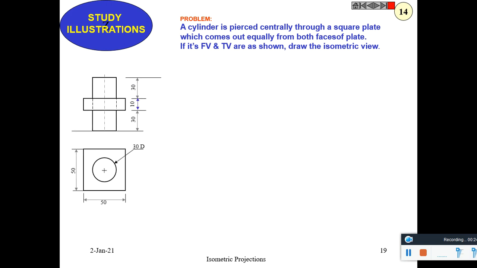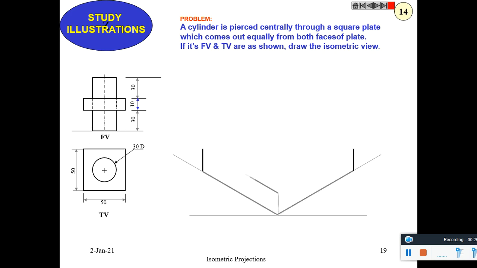A cylinder is pierced centrally through a square plate and comes out equally from both faces of the plate. If its front view and top view are as shown, draw the isometric view. So this is a square plate and the cylinder is pierced through it and comes out 30 millimeter at the top and 30 millimeter below it. The thickness of the plate is 10 millimeter and the cylinder's diameter is 30. This is a 50 millimeter square. So first of all, draw the square.